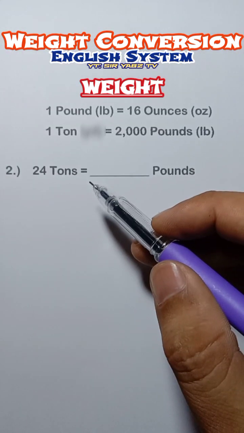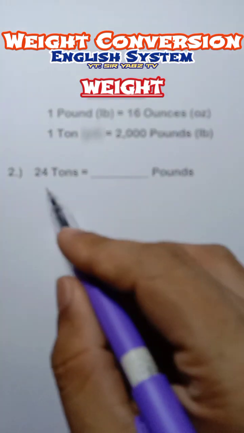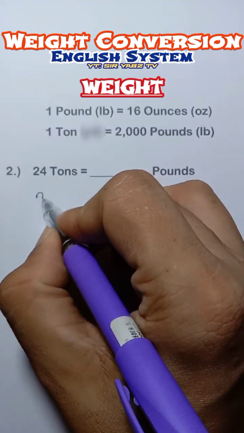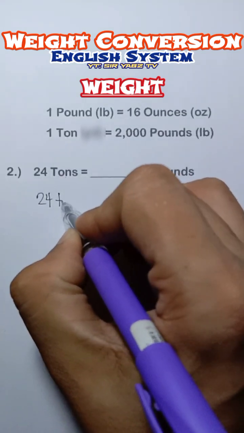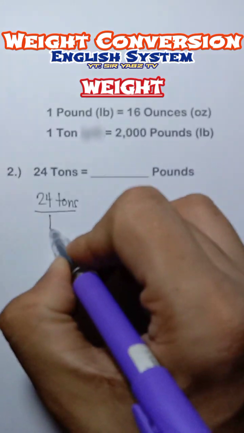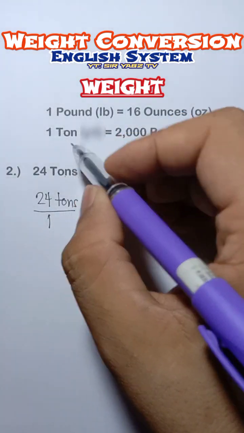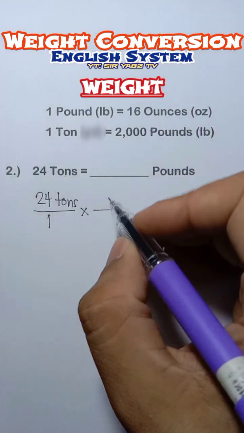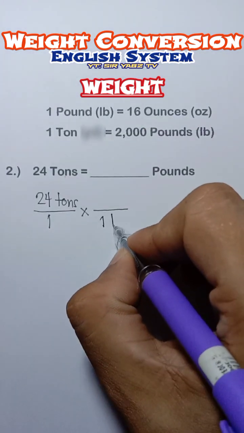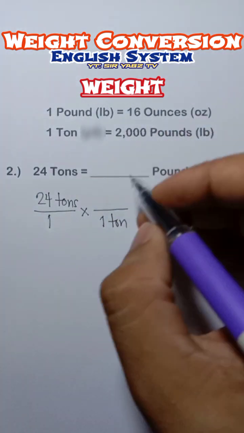Okay, so let's take another example, number 2. So 24 tons convert to pounds. How many pounds in 24 tons? Okay, first rewrite the given 24 tons over 1. Then let's use the equivalence. So we need a denominator having ton. So let's use the 1 ton equals 2,000 pounds. So on the denominator, we need ton.